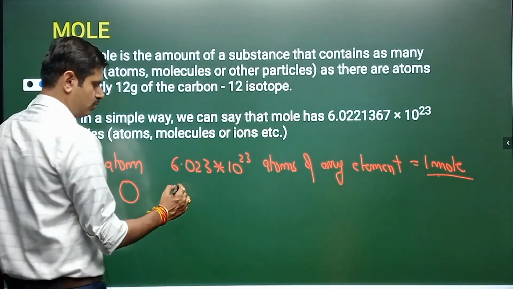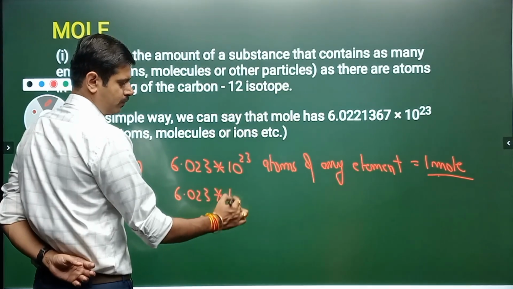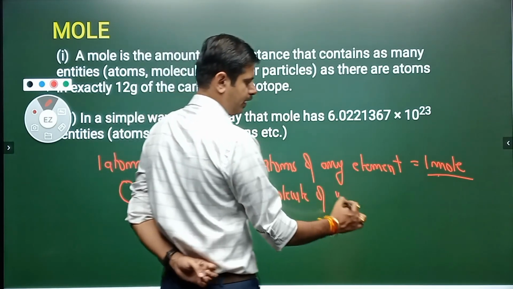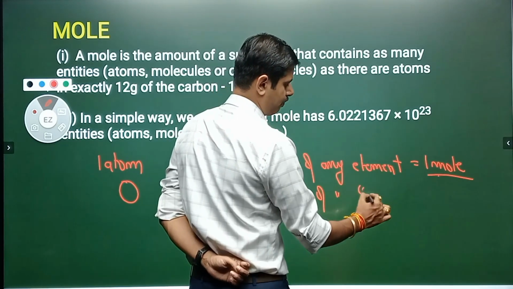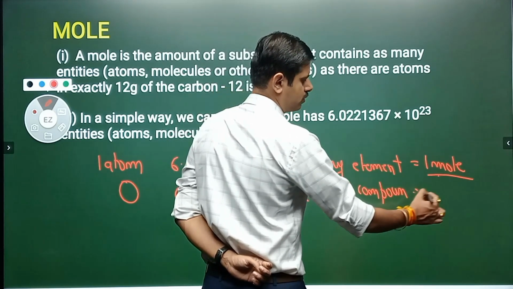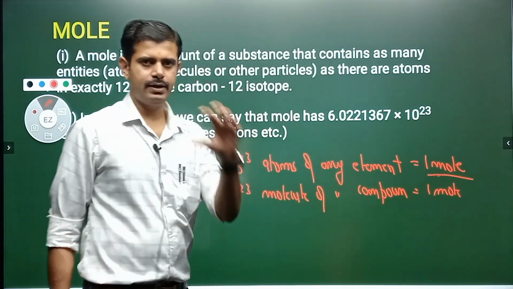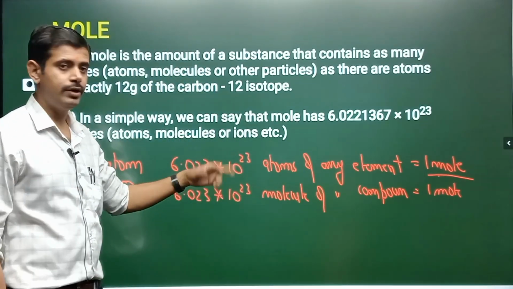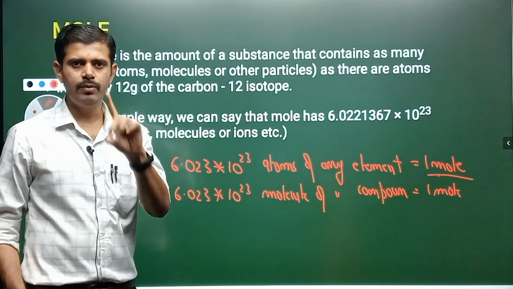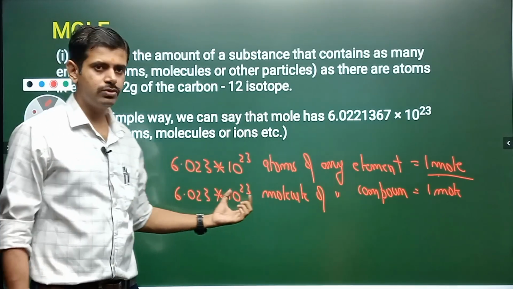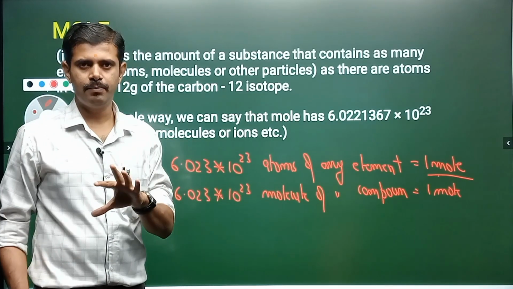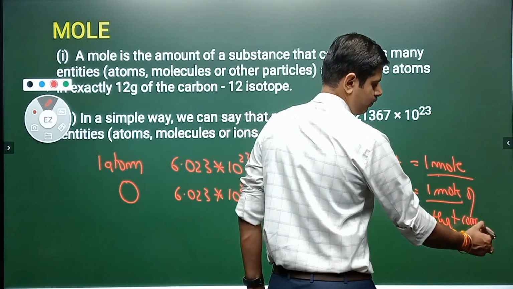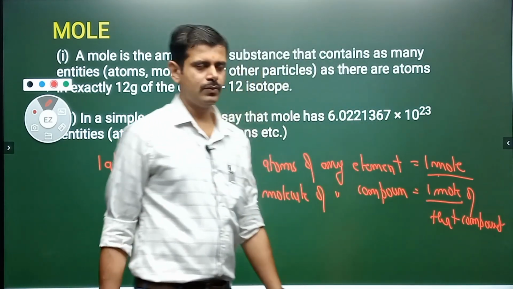Clear? While 6.023 into 10 to the power of 23 molecules of any compound is also equal to 1 mole. It means atom is the smallest particle, molecule is a group of atoms, okay. When you take 6.023 into 10 to the power of 23 atoms of any element, we call it 1 mole of that element. While if you take 6.023 into 10 to the power of 23 molecules of any compound, then it will be 1 mole of that compound. Clear? Now this is what mole is.